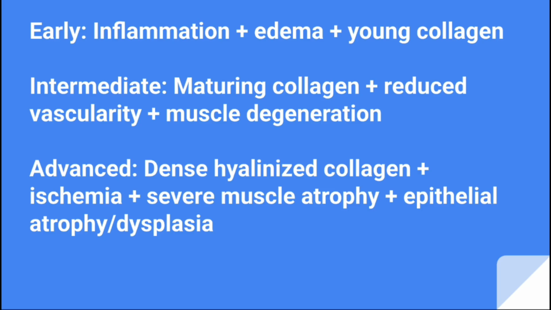So next, in the inflammatory stage, inflammation plus edema plus young collagen you can see. In short I have given this. In the intermediate stage, what you can see is maturing collagen with reduced vascularity plus muscle degeneration. Now in the advanced stage, dense hyalinized collagen plus ischemia plus severe muscle atrophy plus epithelium atrophy or dysplasia you can see.